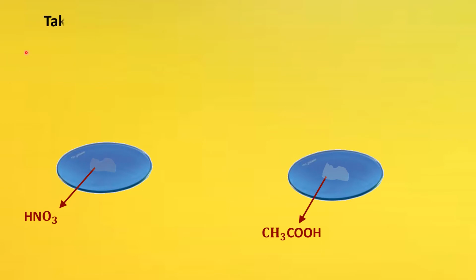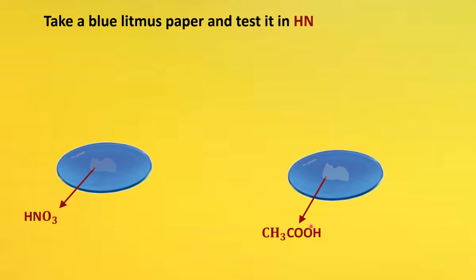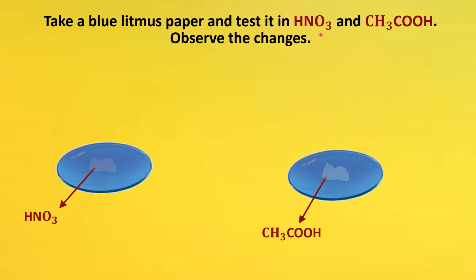Now we'll test it with the blue litmus paper in dilute HNO3 as well as the dilute acetic acid solutions. In the previous case, we have tested a blue litmus paper with dilute HCl and then dilute H2SO4. What we noticed there is that the blue litmus paper has changed to the red color. Now let us see what happens here.